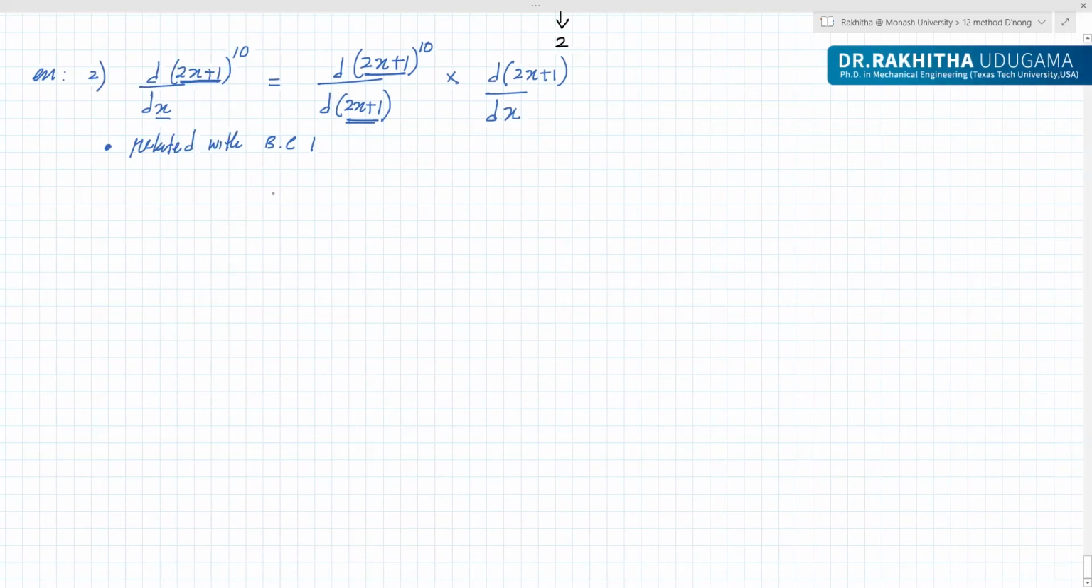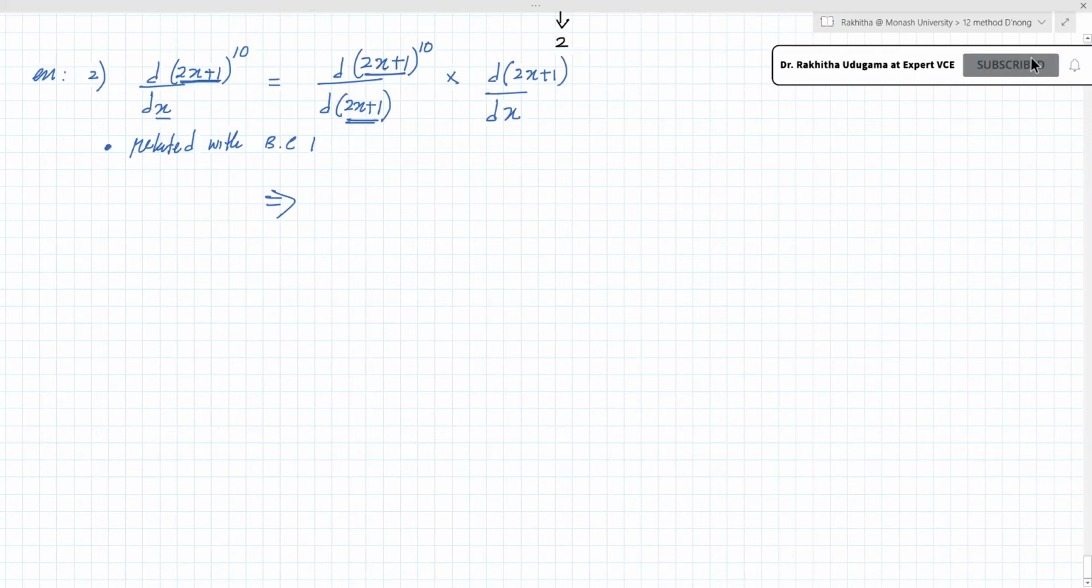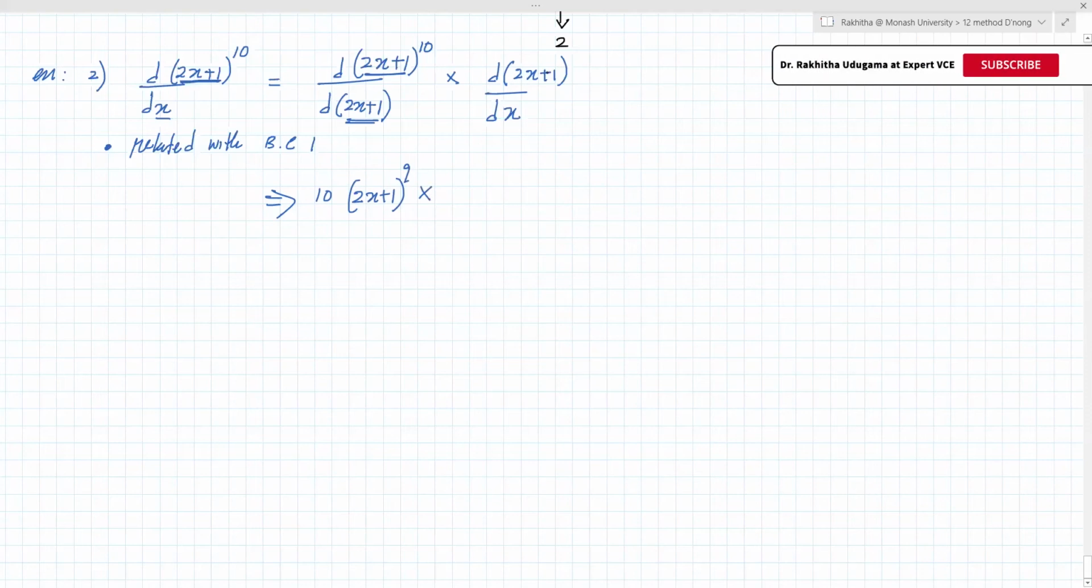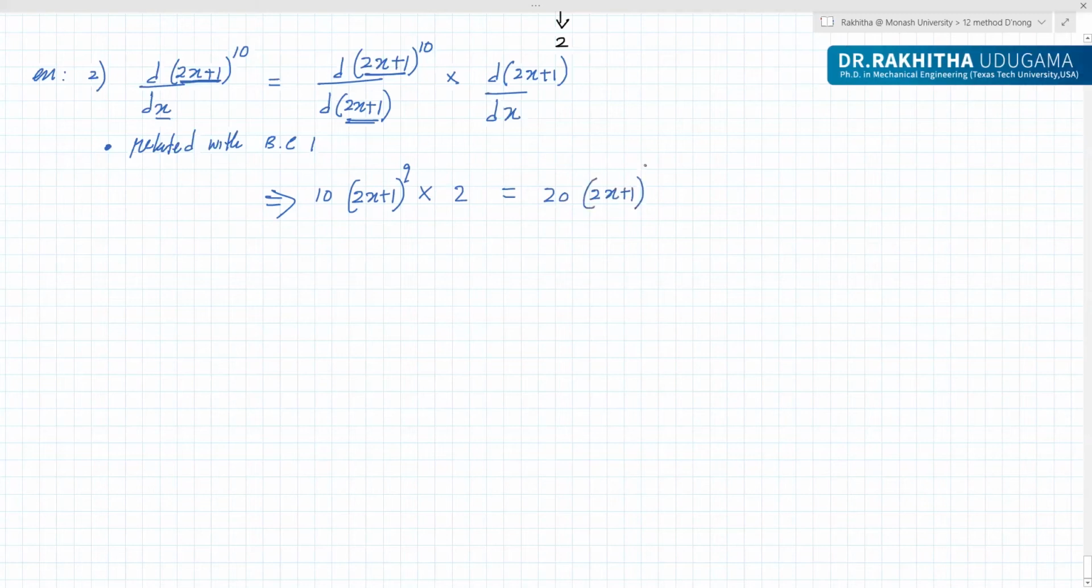Now what can you see? You can see MJ to the power 10. That's why I put MJ. Otherwise, you can see the structure, MJ to the power 10. If you have that, the answer would be 10 times MJ to the power 9. MJ would be 2x plus 1, multiplied with the derivative of 2x plus 1, which would be 2. It's going to be 20 times (2x plus 1) to the power 9. Easy. How many steps? Just 2 steps. I did it in my mind.